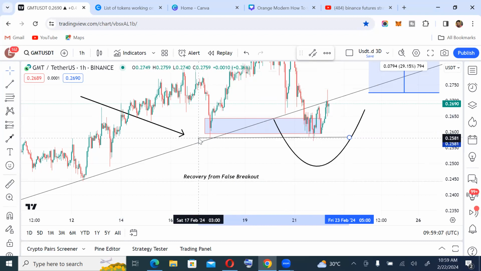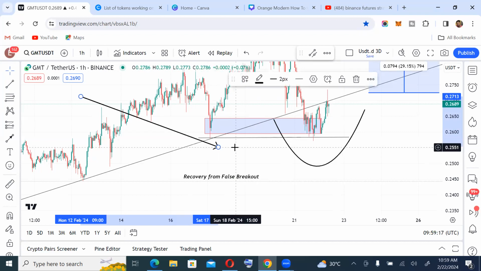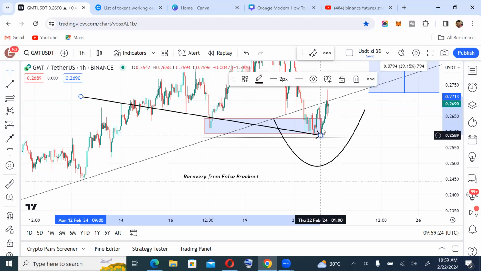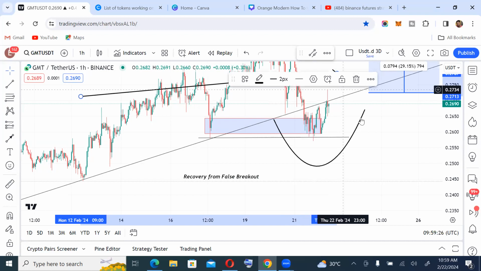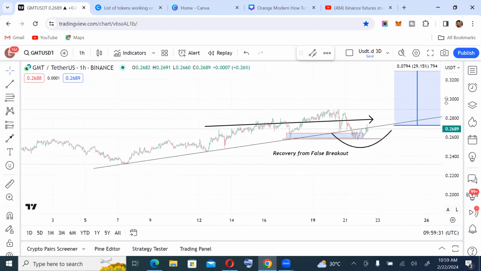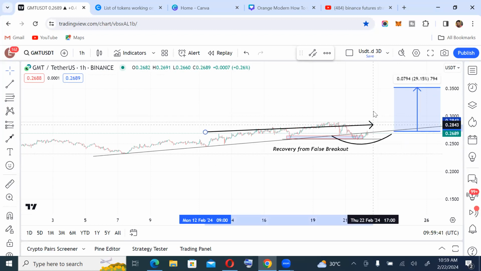Instead, this is what it did. It grabbed the liquidity below this low. There was a liquidity grab here. It grabbed the liquidity below this low and created a change of character here internally. Price came back to retest, and obviously we're going up. This is a very profitable trade. We're going as high as from 0.2689 to 0.35 in less than probably maybe a week, right?